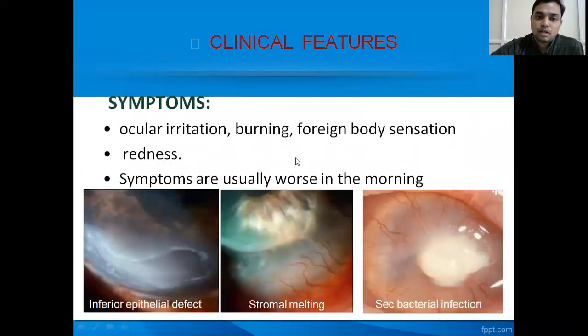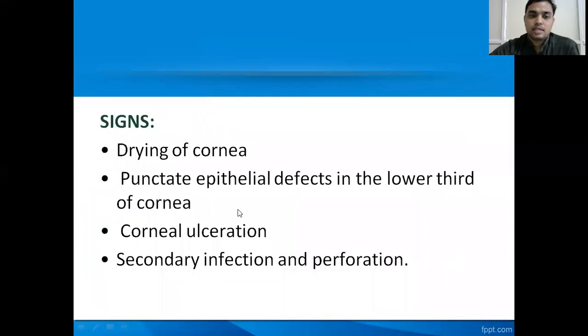So symptoms here are ocular irritation, burning, foreign body sensation, redness, and this is an inferior epithelial defect and stromal melting. If you don't treat the patient with antibiotics at this stage, a secondary bacterial infection leads to an infective ulcer. Signs are drying. We see a dry-looking ulcer, punctate epithelial defects, ulceration, secondary infection, and perforations.